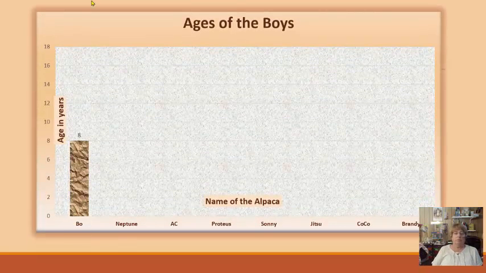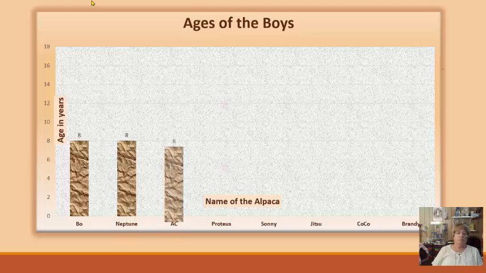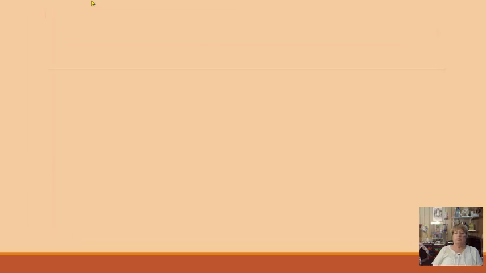Now here's a chart comparison of the ages. Bo, Neptune, AC, and Proteus are all the same age, and she got them at the same time. Coco and Brandy were the next two that she got, and they were only 4. This was in 2019. Jitsu was only 3. He was the last one that they got. And of course, Sunny was the oldest of all.